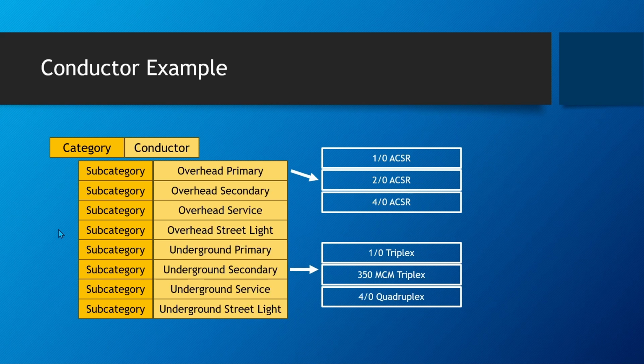In the next example, we have conductor. Same kind of idea, the category is conductor, so when I select that, I get a list of subcategories: overhead, primary, secondary, service, and street light, and then underground, primary, secondary, service, and street light. And again, when I pick one of these subcategories, I get a smaller list of assemblies. In this case, overhead primary leads to these assemblies, secondary underground leads to these subassemblies.